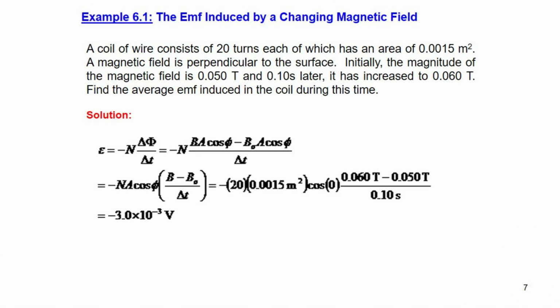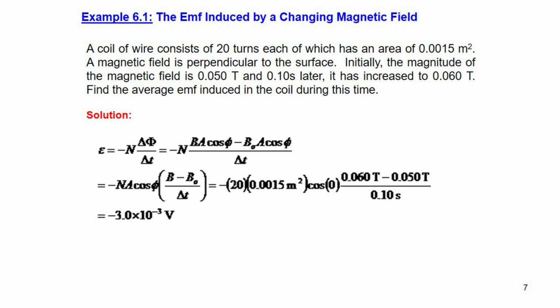Example 6.1. A coil of wire consists of 20 turns. So N dia 20. Each of which has an area of 0.0015 meter square. So area dalam SI unit dah ni. A magnetic field is perpendicular to the surface. Maknanya kalau B dia ke kanan, plane dia sekarang ni perpendicular. Initially, the magnitude of the magnetic field is 0.05 Tesla, and 0.1 second later it has increased to 0.06 Tesla. So yang ni B final lah. Find the average EMF induced in the coil during this time.